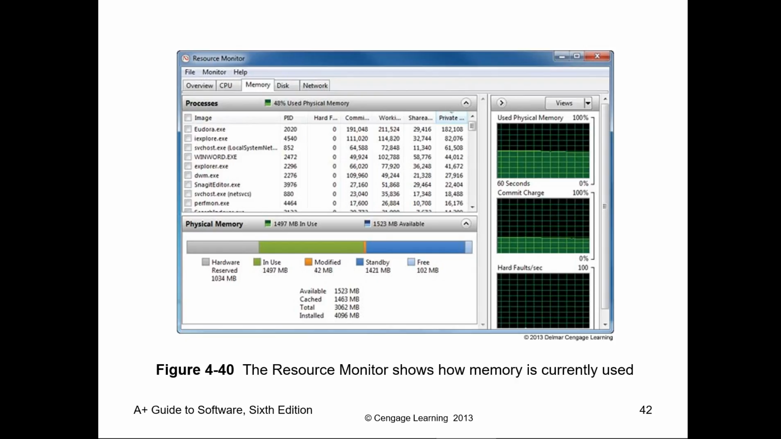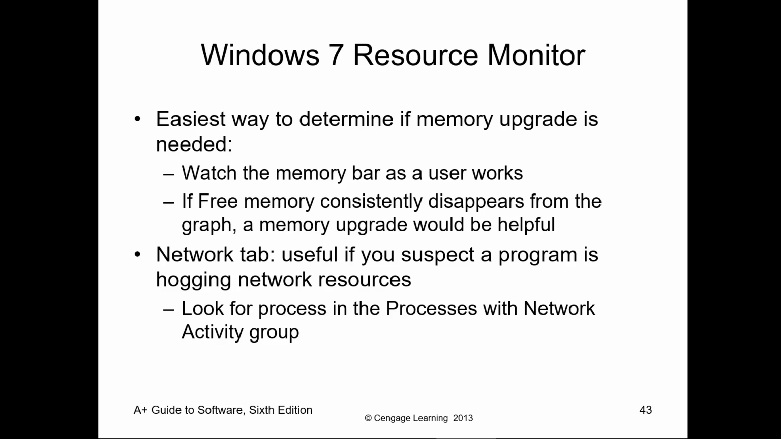Like processor or hard disk will show us response times. So you can use this to drill down. The resource monitor is the easiest way to determine if a memory upgrade is needed. You can start seeing if there are applications using far more memory, or if there's not enough free memory. You can use the graphical charts.